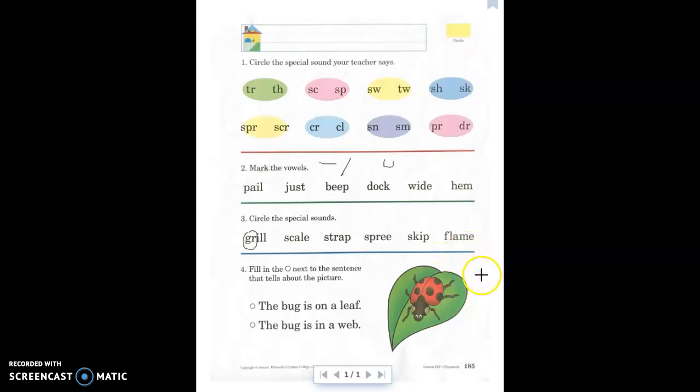Okay, at the bottom, you need to read the 2 sentences and figure out which one of these sentences goes best with the bug on the leaf. All right, so read both sentences and pick the one that goes with the picture.